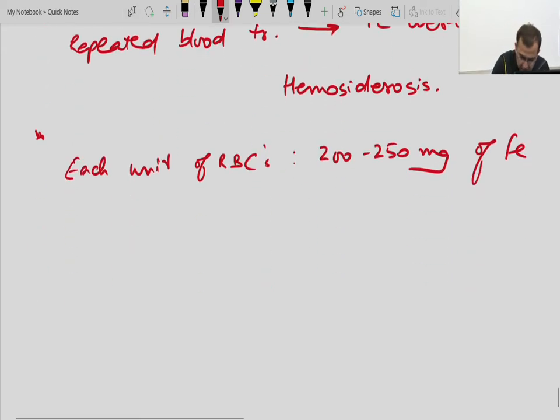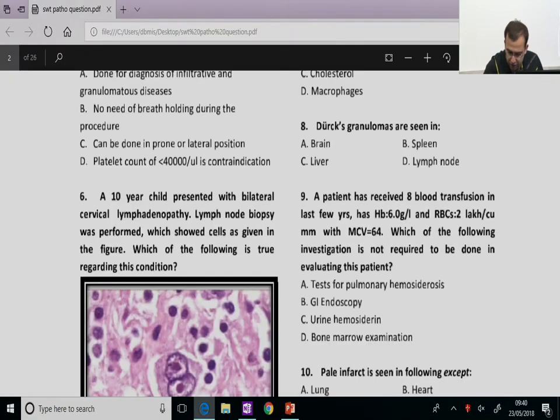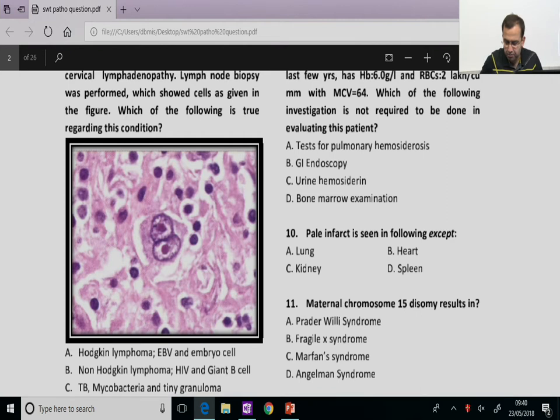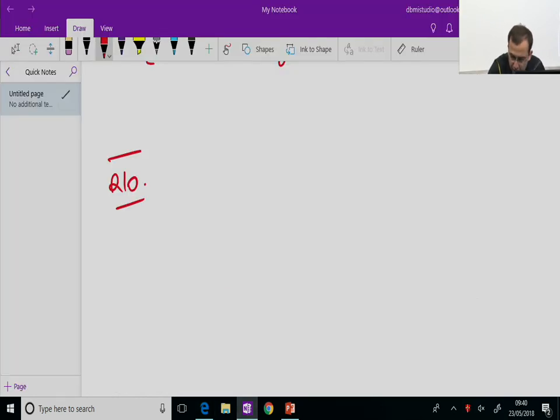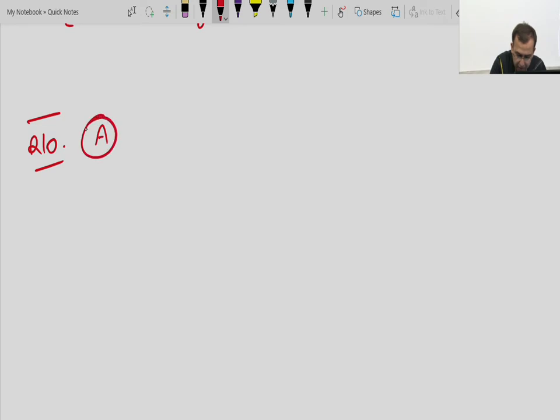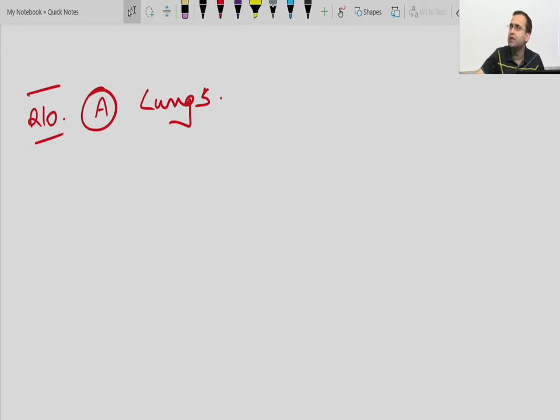Next, this gets us to question number 10. Pale infarct is seen in all of the following except, and the answer is A, lungs. Pale infarct is seen in all except lungs. Let us see this in slightly more detail.